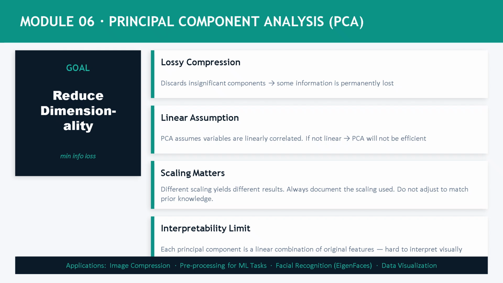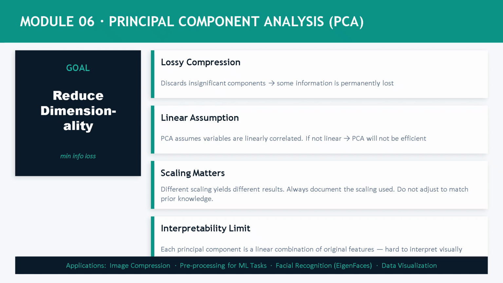And going on to principal component analysis, or module 6, PCA for short. PCA reduces the number of features in your data while preserving as much information as possible. It finds the directions of maximum variance, called principal components, and projects your data onto them.